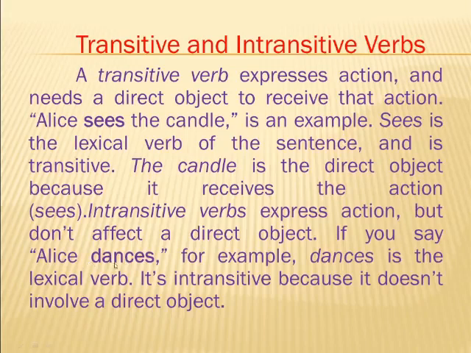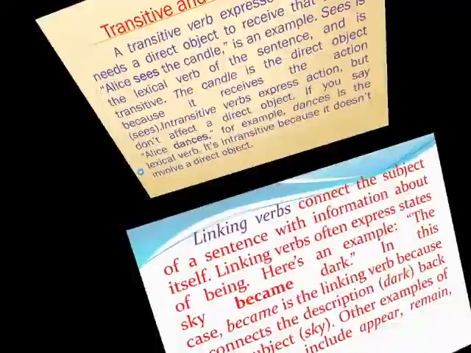What is she doing? She is dancing. Okay, so here we can see an object. For example, dances is the lexical verb. Of course, it is definitely a lexical verb. It is the main verb, but there is no object. It is intransitive because it does not involve a direct object. Here we can't see an object, so it is an intransitive verb. Hope you might have got some ideas about transitive and intransitive verbs.